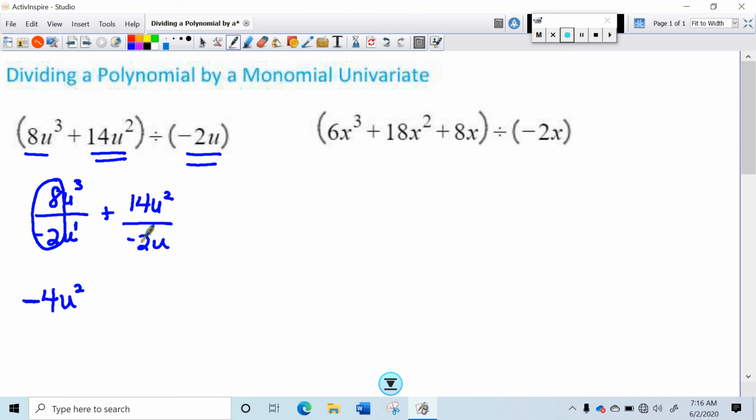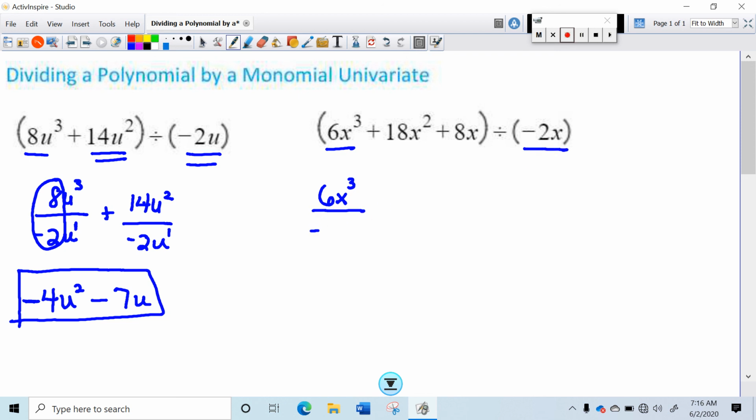For this next one, negative on the bottom, but no negative on the top to cancel it, so it stays negative. 14 divided by 2 is 7. And then my u, the largest exponent's on the top. And then 2 take away 1 is just 1. If the exponent is 1, you leave it alone. Do not combine these because they don't have the same exponents. So that's the answer.